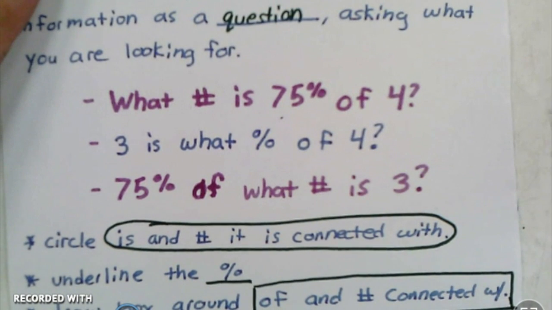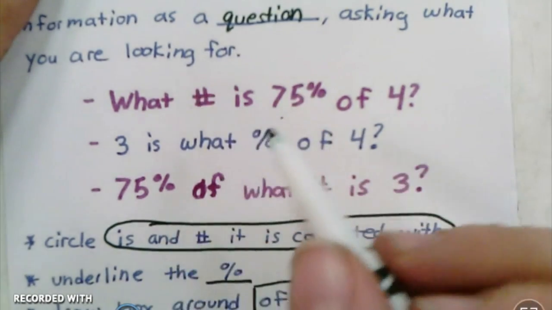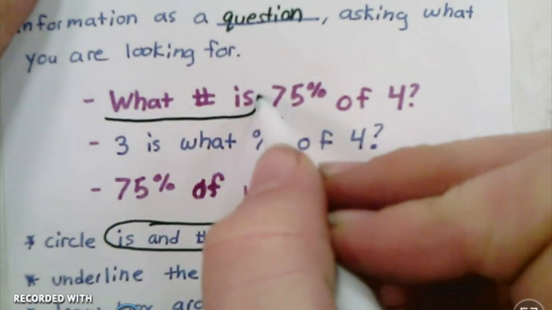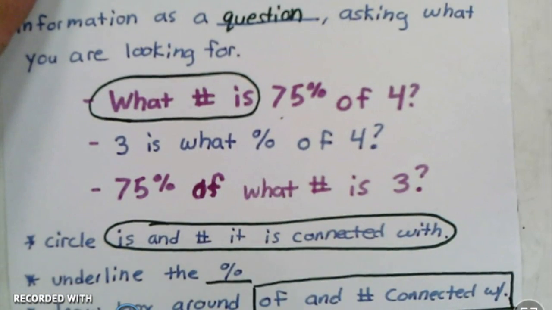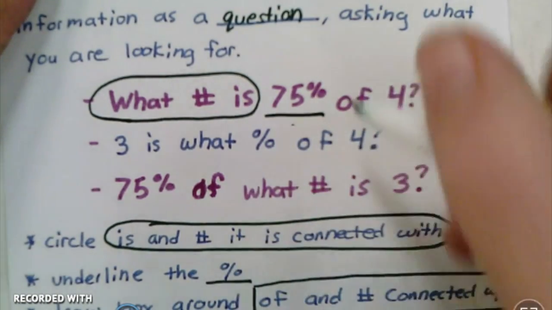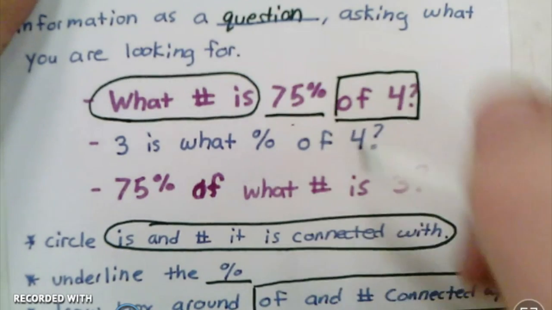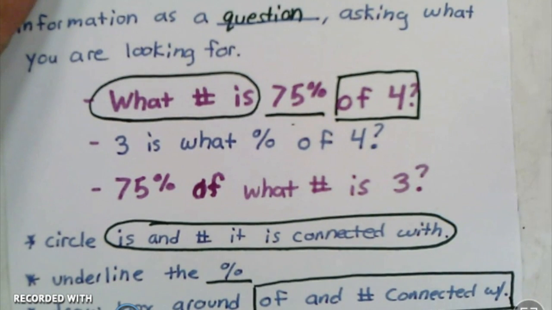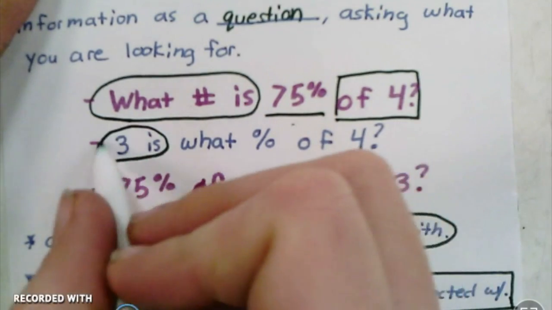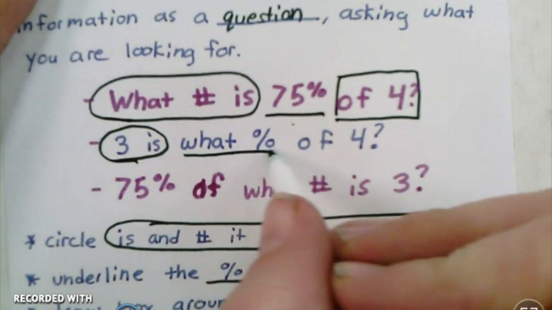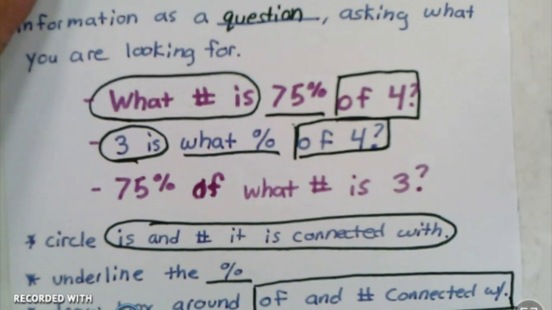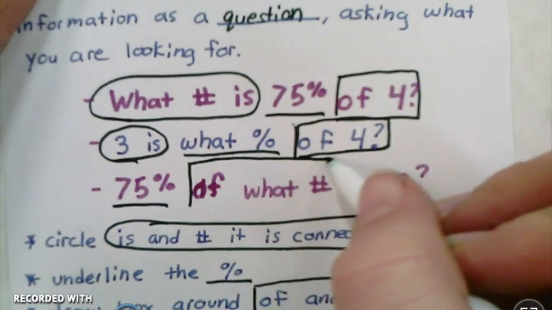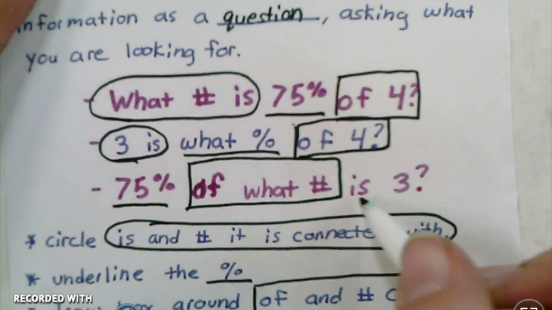So, what number is... I don't know what is, so I'm going to circle all of that because the what number is connected with the is. 75%, we said we're going to underline that, of 4, and I'm going to draw a box around that. Okay, let's try the next one. 3 is what percent, so we don't know that, of 4? 75% of what number, that's what we don't know, is 3.